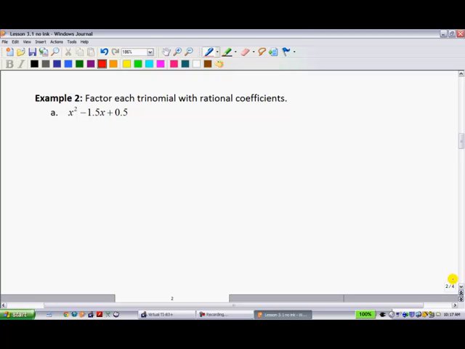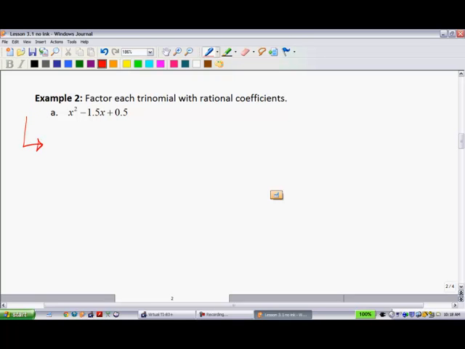Example 2: factor each trinomial with rational coefficients. Alright, so where do we start with something like this? Well, I'll tell you one thing that I notice is that we have these decimals right here. Hence they're saying it has rational coefficients. Well, why don't we get rid of them? I'm going to show you a method that we can do to get rid of them and make this somewhat easier for you.